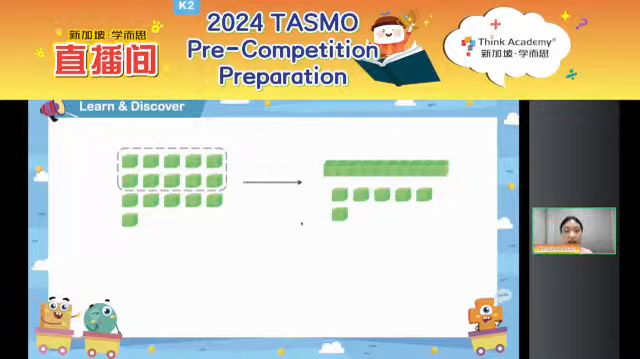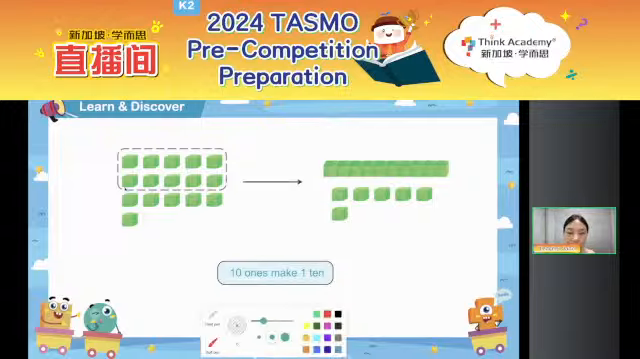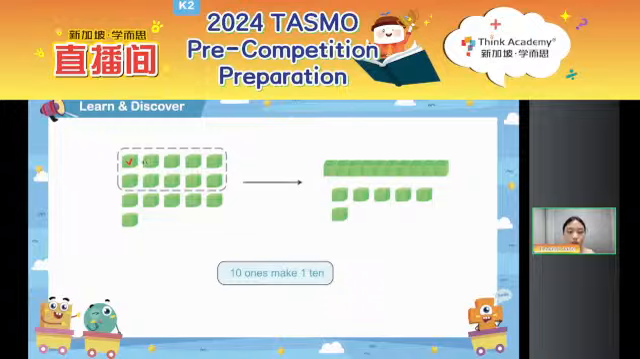And then this time, let's have a look. How about this question? We can see that this time, if there are several ones and tens, how can we transfer the ones to the tens? So everyone, we can see 10 ones can make a 10. So 10 ones here, 1, 2, 3, 4, 5, 6, 7, 8, 9, 10. The 10 ones, we can group them as a 10.